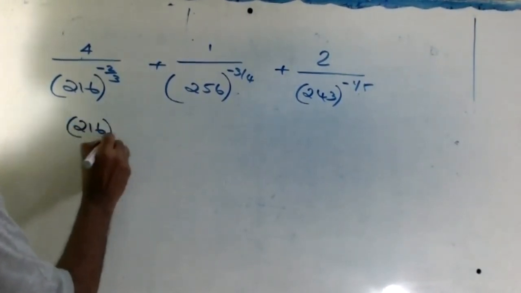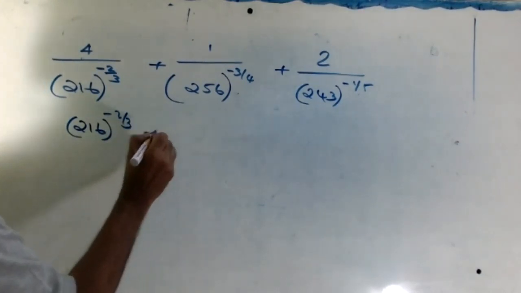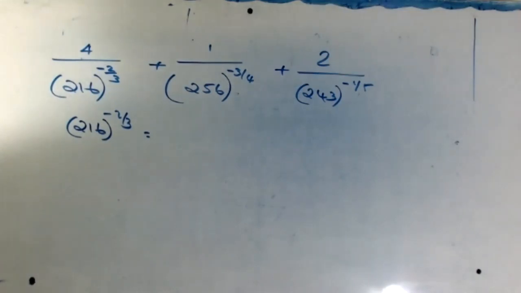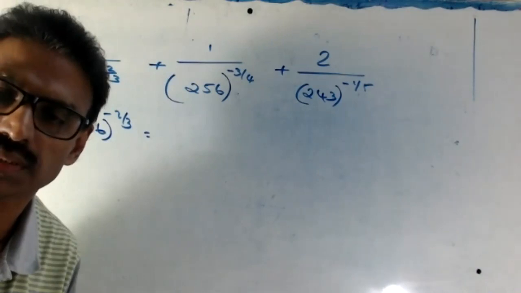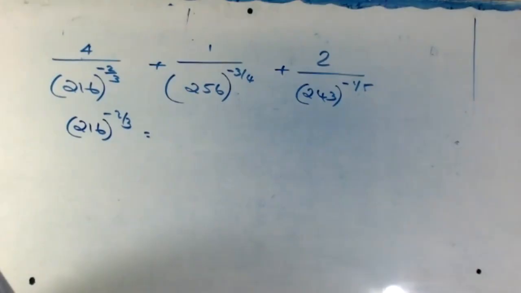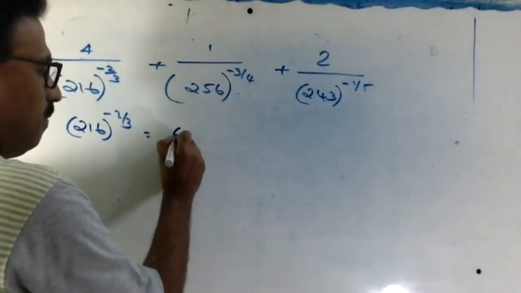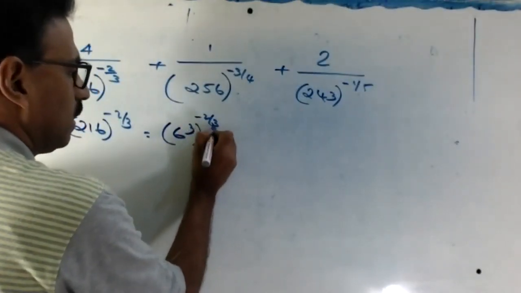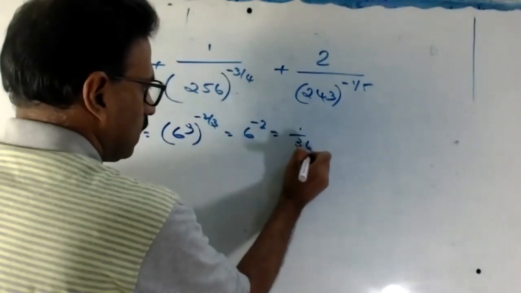216 raised to minus 2 by 3. What is 216? 3 times... 6 into 6 into 6, right? Are you sure? Yes. So 6 cube whole raised to minus 2 by 3. Cancel. 6 raised to minus 2 equals 1 by 36.